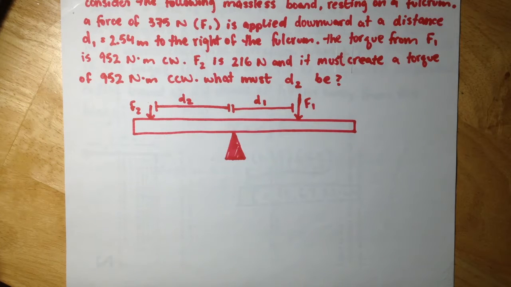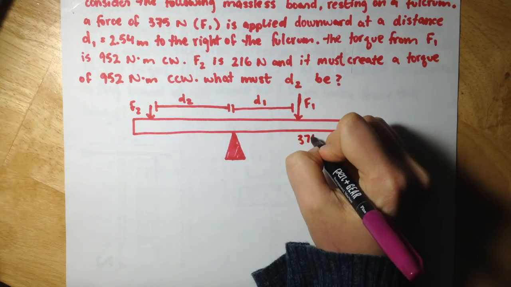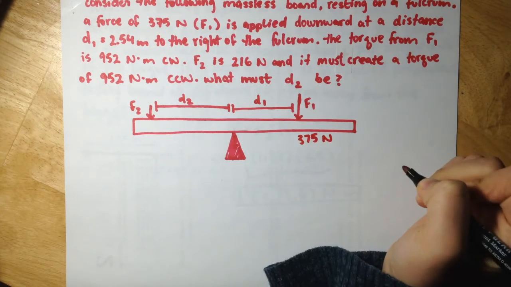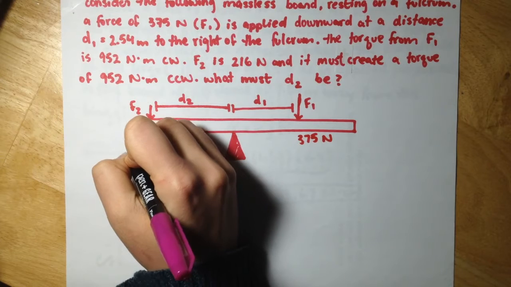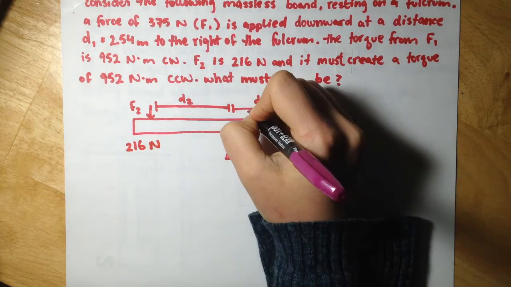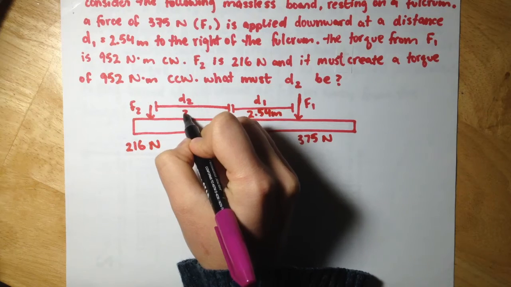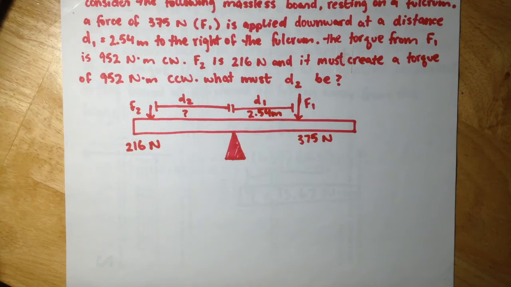So let's label this diagram. Force 1 is 375 newtons downward. Force 2 is 216 newtons downward. The distance 1 is 2.54 meters, and distance 2 is what we have to find. So we can use the torque formula to figure out distance 2.